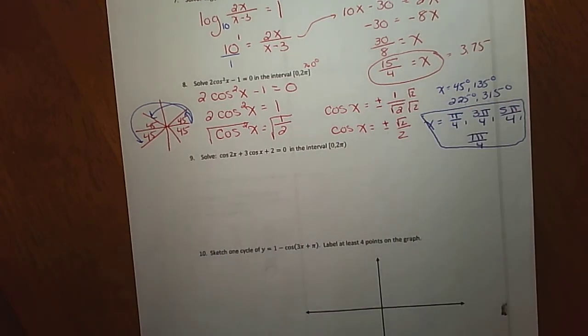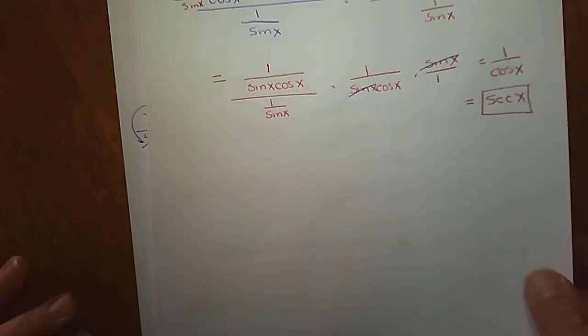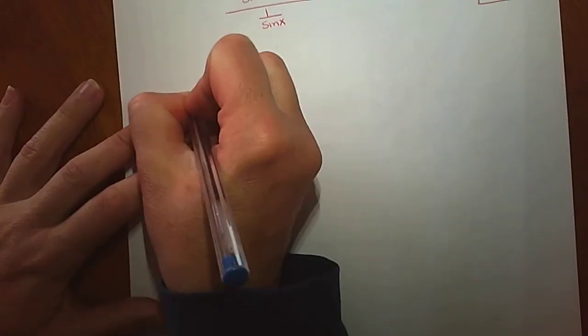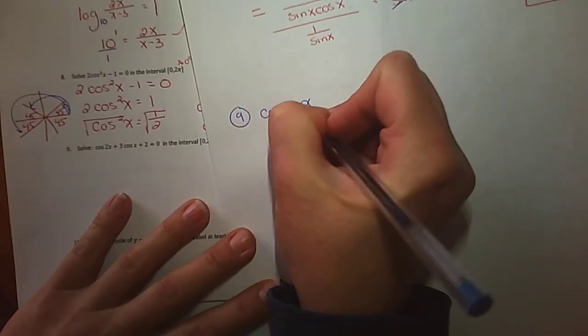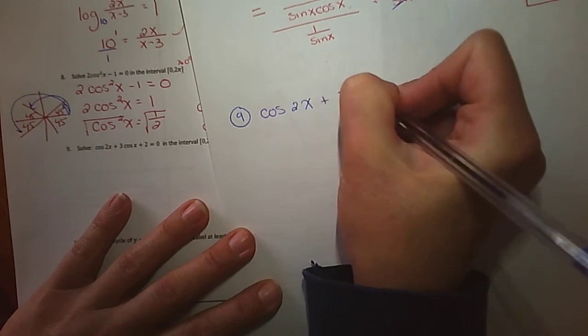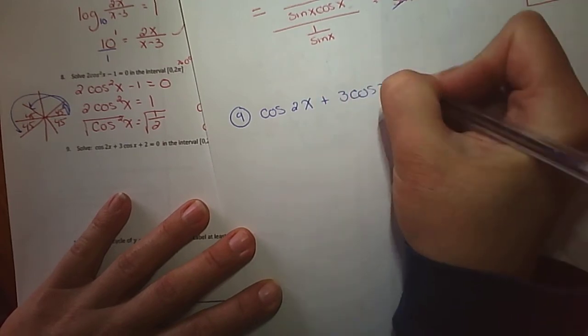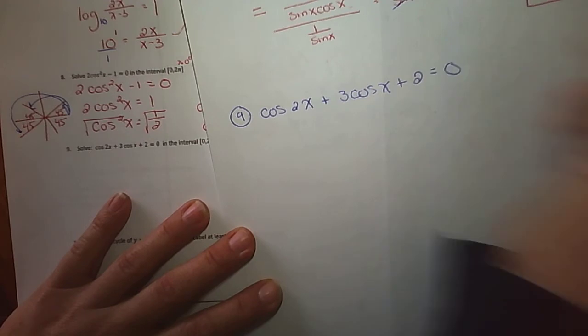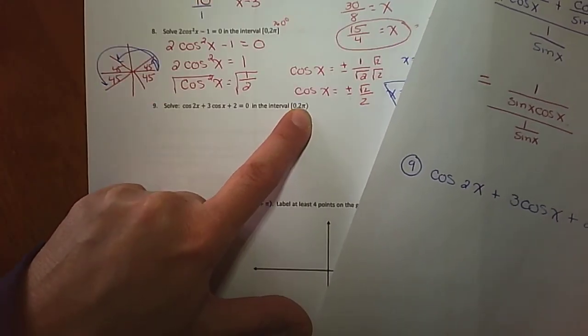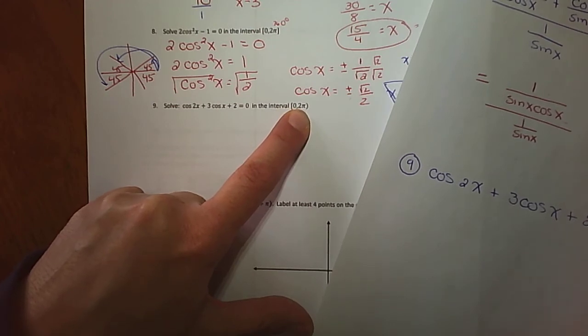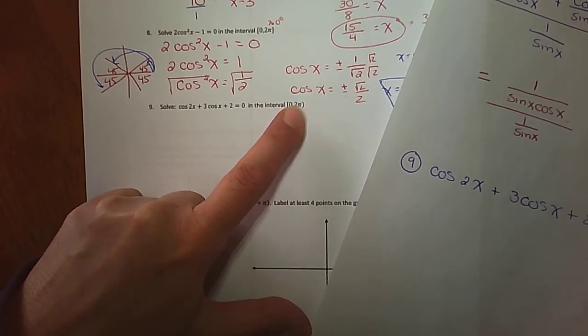All right, now, number 9. Just like before, we're not going to have enough room, so I'm going to actually rewrite number 9 on this paper here. Number 9 says we have cos 2x plus 3 cos x plus 2 equals 0. All right, and we want to solve this from 0 to 2 pi, but notice it's a soft bracket, so that means if 360 comes up as an answer, we can't use it.